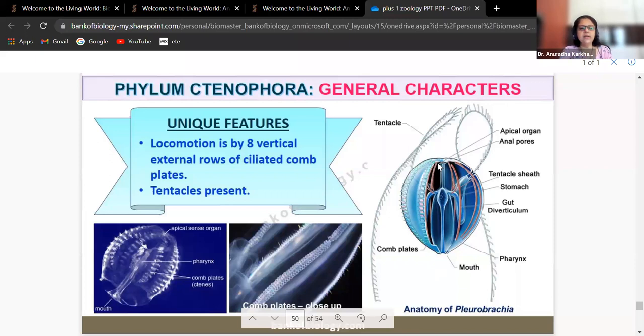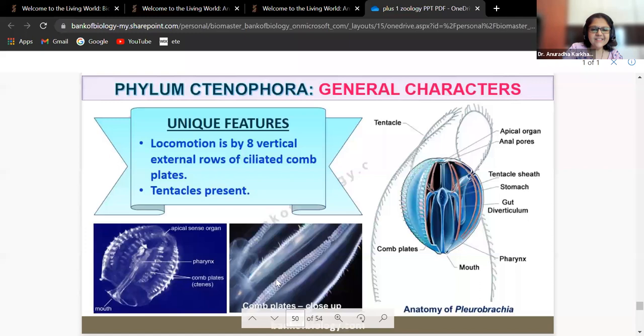They also have got tentacles which you can see, of course. Okay, so see, they have given the actual structure of the comb plates का close up. ये देखो कितना मस्त दिख रहा है. ये देखो, this is one comb plate, you can see like a chain.